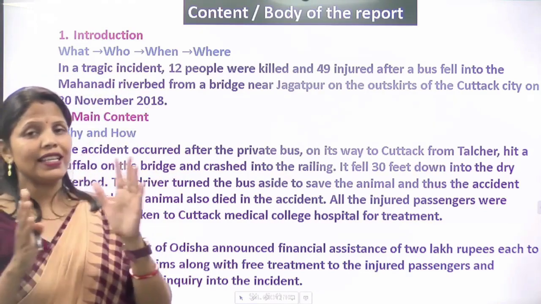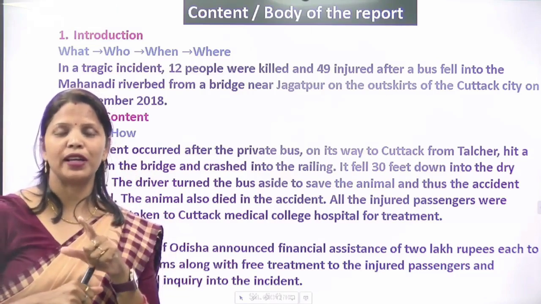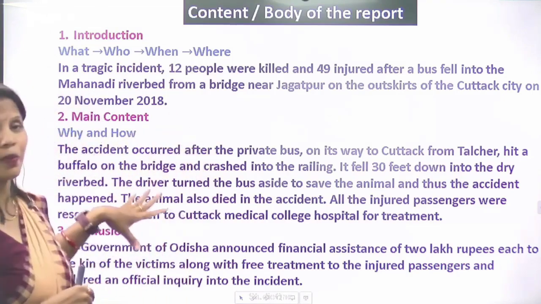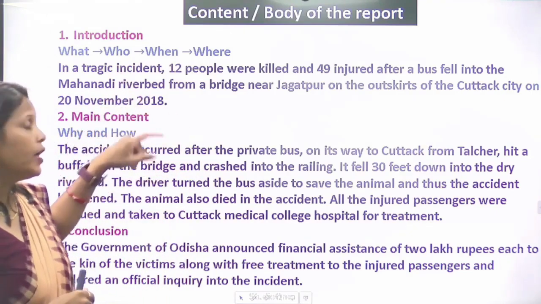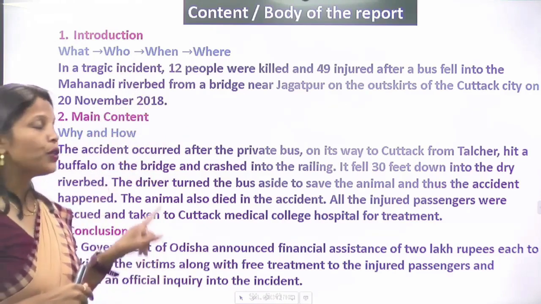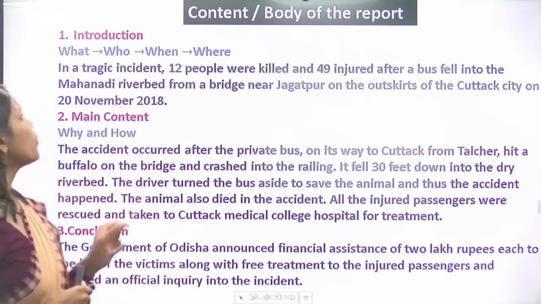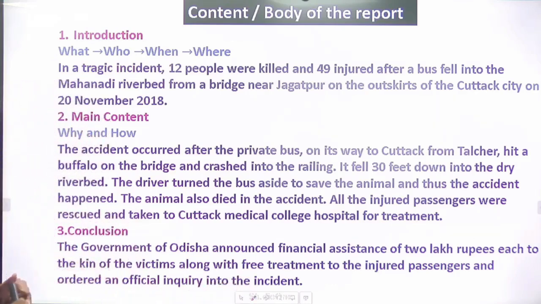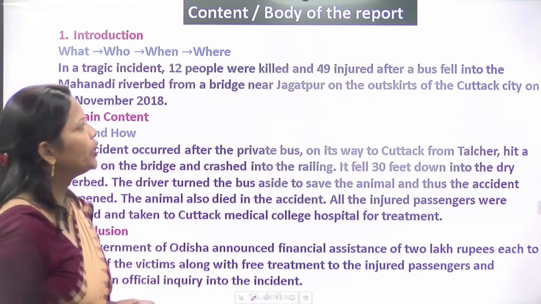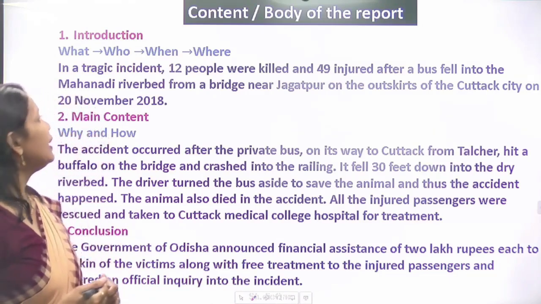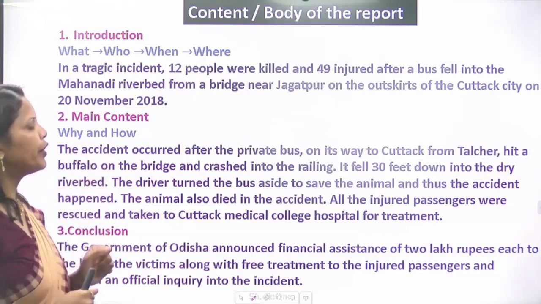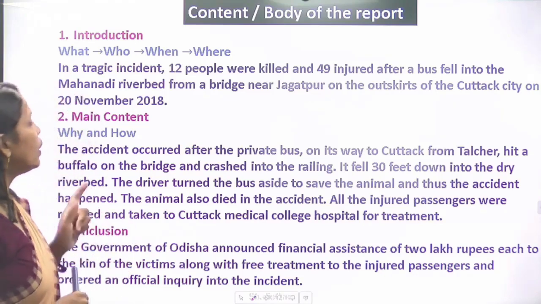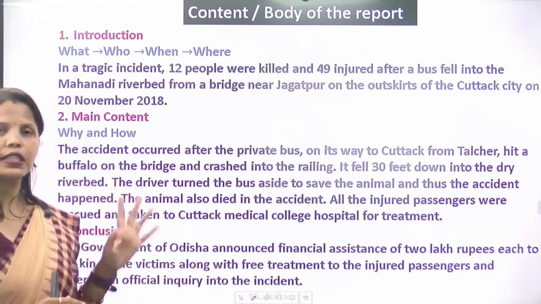Although the passage is a single paragraph, I divided that same paragraph into 3 steps or 3 paragraphs: introduction, main content and conclusion. So let's see first of all what is in the introduction. In a tragic incident, 12 people were killed and 49 injured after a bus fell into the Mahanadi river bed from a bridge near Jagatpur on the outskirts of the Cuttack city on 20 November 2018.